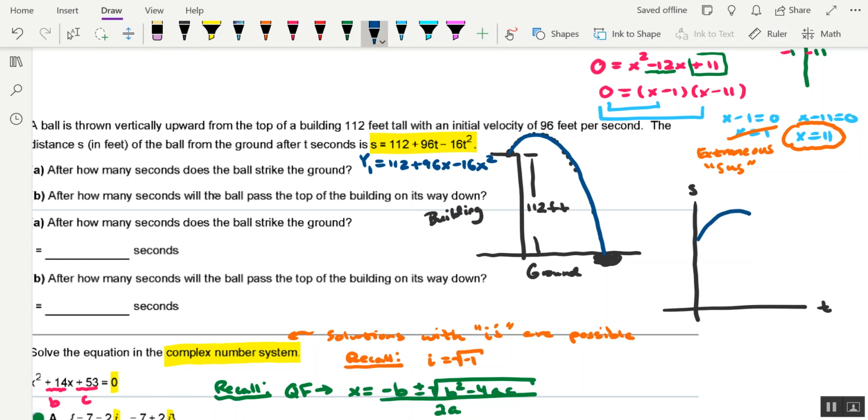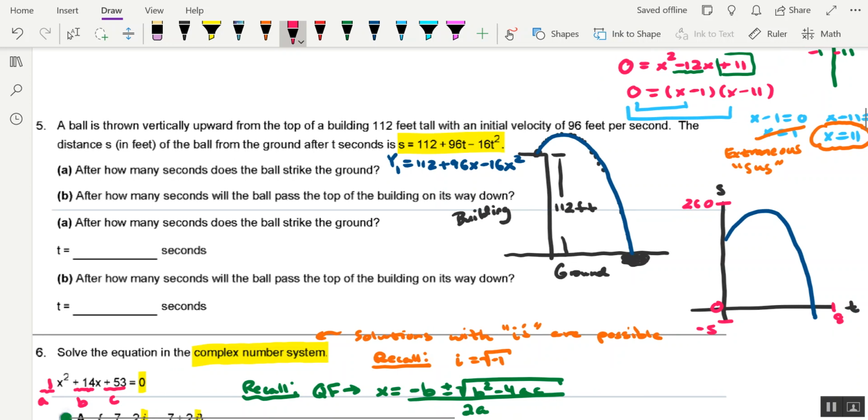And our graph did something like this. Now keep in mind the maximum t value on our graphing calculator was 8. We set Y min at -5. X min was 0, and then Y max was 260. So there's our setup. Let's look at part A.